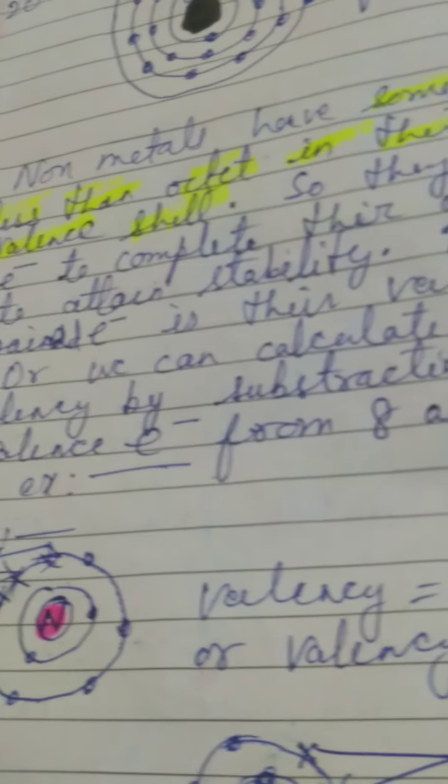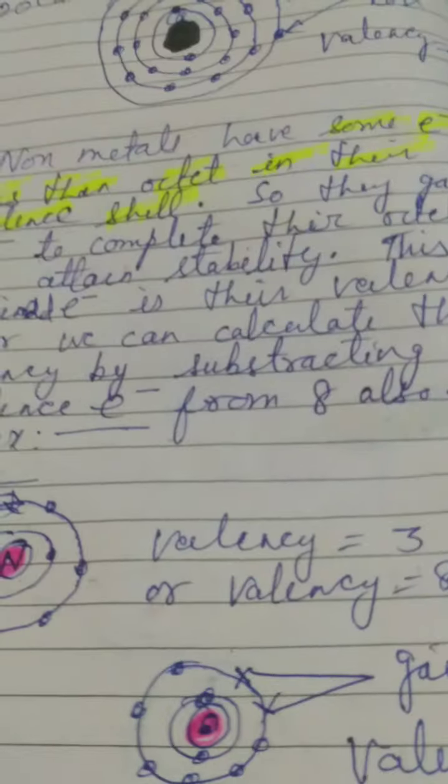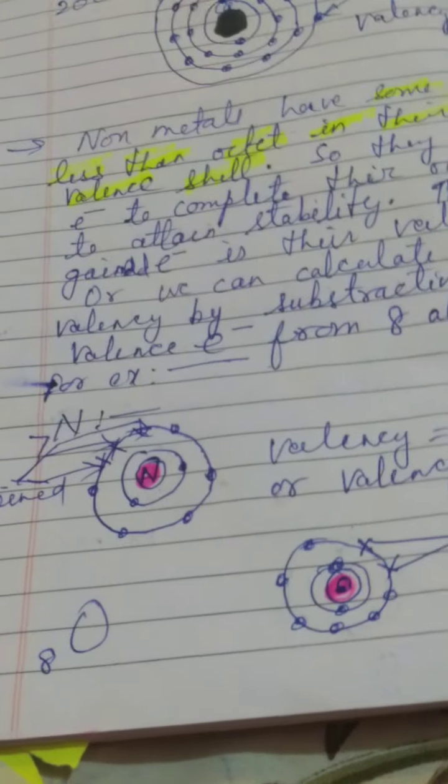So gained electron in the case of non-metal is electrovalency I am saying, because in non-metals one more type of valence is found, that I will tell you.